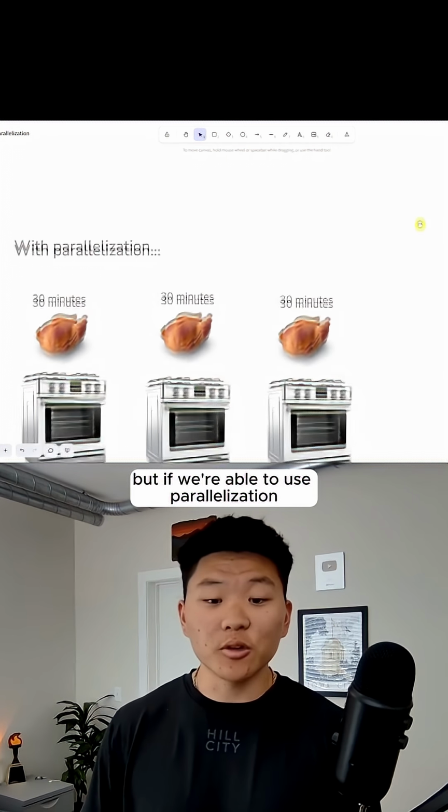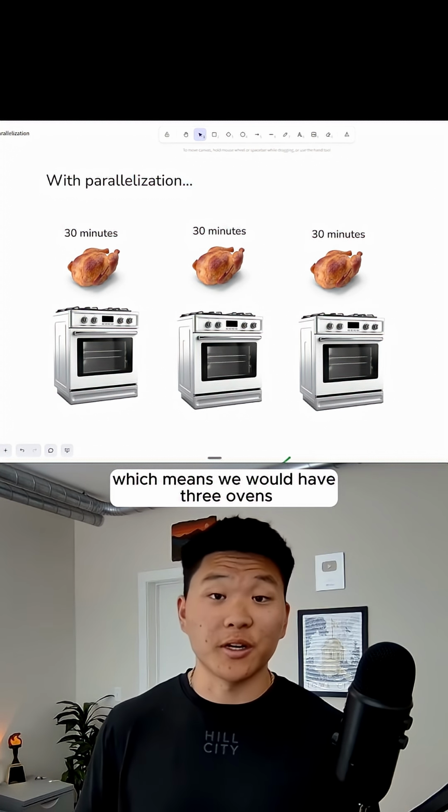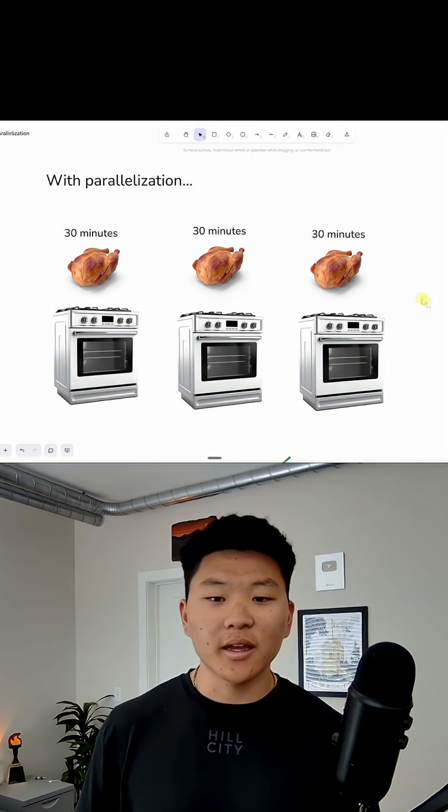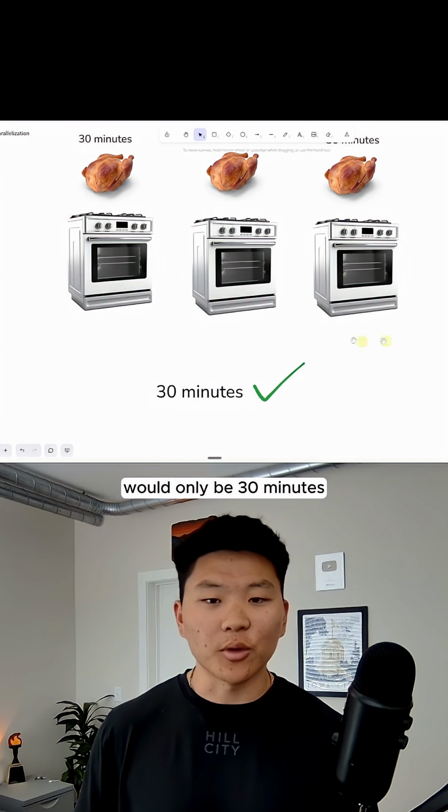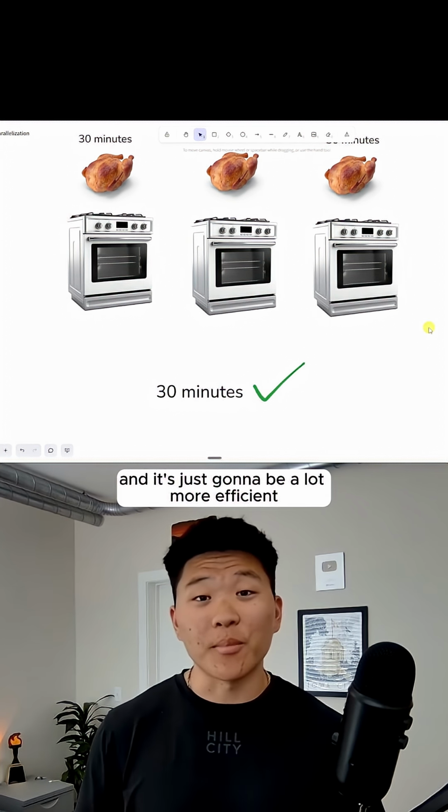But if we're able to use parallelization, which means we would have 3 ovens that can all run at the same time, the whole cook time of these 3 turkeys would only be 30 minutes, and it's just going to be a lot more efficient.